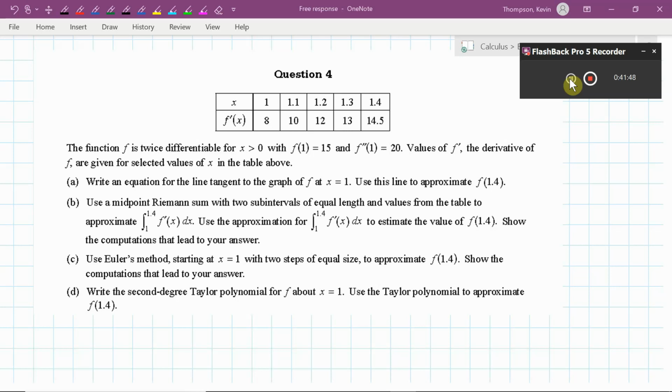Use a midpoint Riemann sum with 2 subintervals of equal lengths, and even if I just stop right there, doesn't that sound like the chapter 6 test? So I'm going to skip that. That's not a BC question. Euler method, yeah, we don't know that. That's next week. And so we can't answer part C right now. But then part D says, write the second degree Taylor polynomial for f about x equals 1. Use the Taylor polynomial to approximate f of 1.4. You can do that. Do it.